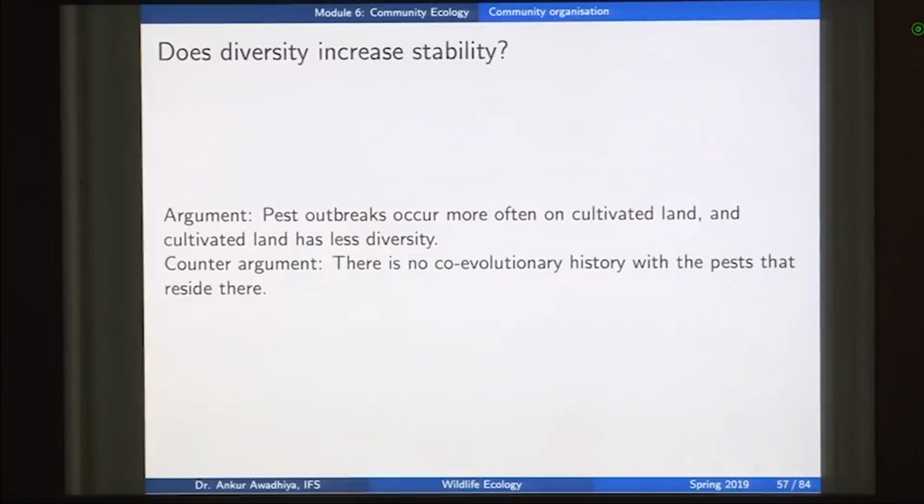However, there can also be a counter argument that there is no co-evolutionary history with the pest that reside there. Because in the case of a forest there has been a co-evolutionary history, all these organisms have co-evolved with one another, they are all dependent on each other, and through time they have been able to make out mechanisms through which they would be able to resist those changes. So, it is not because of the more biodiversity that we have in this area, but because of co-evolution that a number of species are having mechanisms to thwart the attack. So, that can also be another argument.